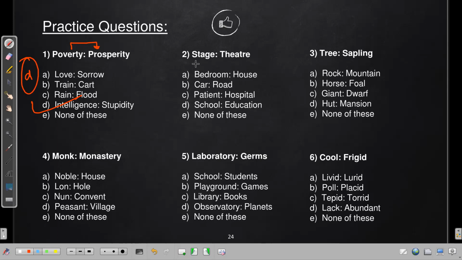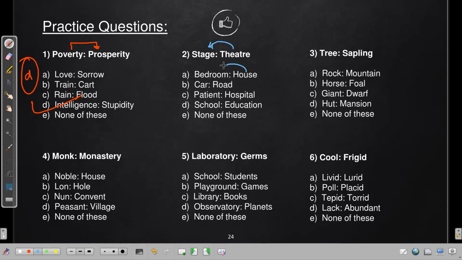Stage and theater. Oh, now I need a word. Because see, if I just make a loose sentence and say, okay, stage is found in theater, so bedroom is found in house, car is found in road, patient is found in hospital, school is found in education. But this sentence is not helping me eliminate. So let's try to create a sentence which will help me filter out the wrong choices. So let's create a unique sentence, something like that. Okay, theater takes place at stage.